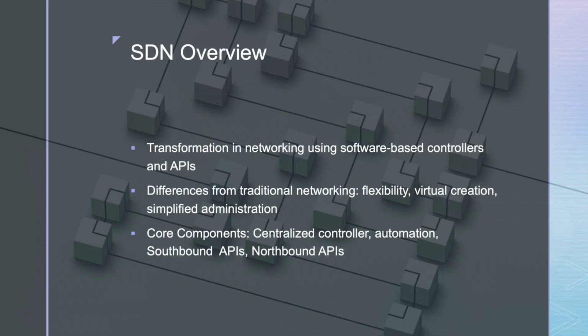So what exactly is SDN? It's a transformation in networking. Unlike traditional methods, SDN uses software controllers to manage network traffic, giving us flexibility and simplifying administration. The core components include a centralized controller, automation, and southbound and northbound APIs for communication.